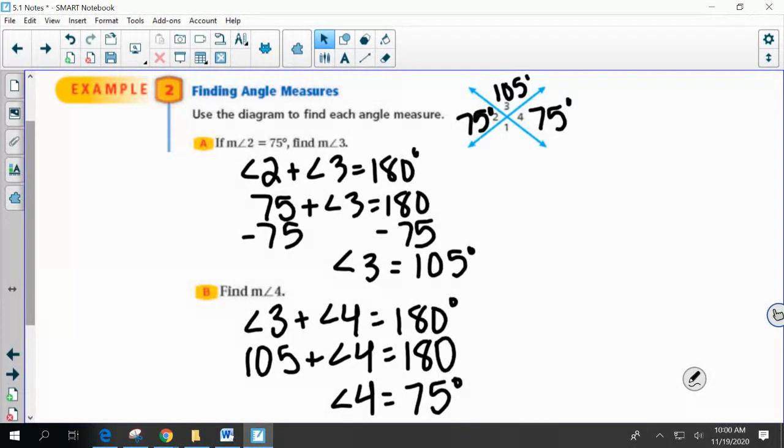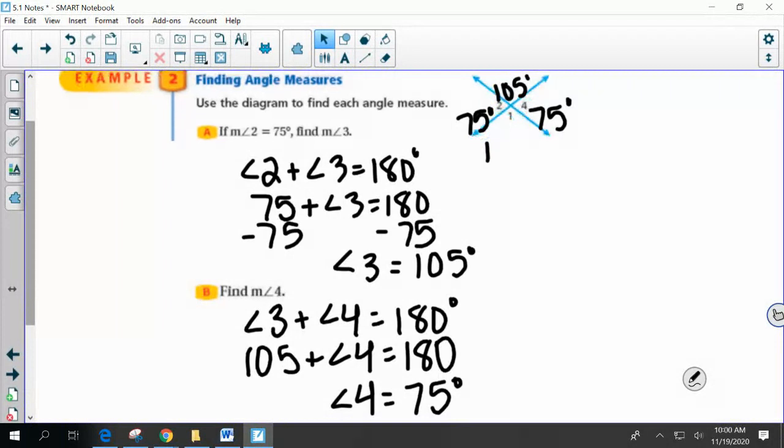And it doesn't ask this, but what does 1 have to be? 105. 105. And all together, those have to equal what? 360, correct.